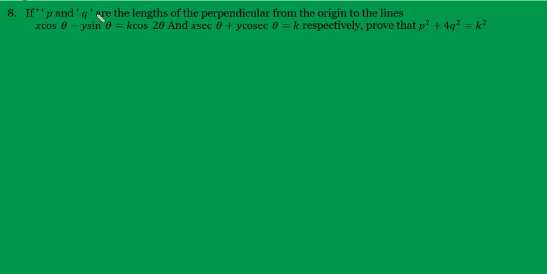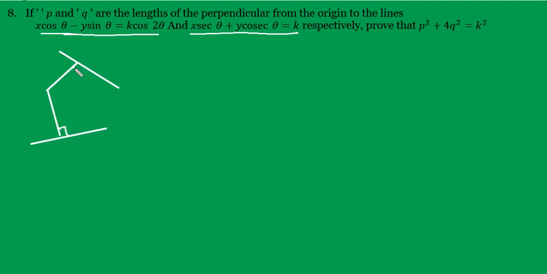We are told that P and Q are the lengths of the perpendicular from the origin to the lines. We have this line here, this line, and another line here. So these are two lines, and we have the perpendicular from origin to these two lines. Let me try to illustrate this. These are two lines. One line is here, another line is there. So I have a perpendicular here and another perpendicular.